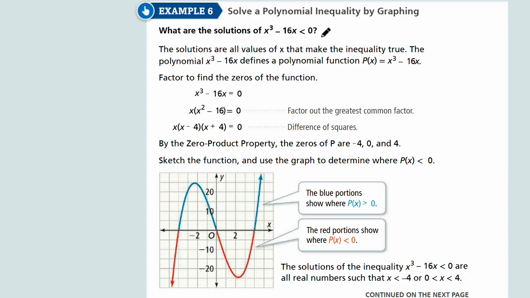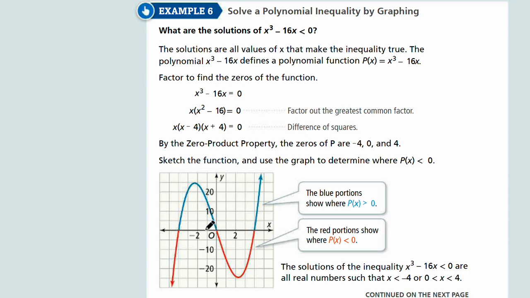Okay, so first of all, let's try to figure out the zeros. When you factor out the greatest common factor x, you'll get x squared minus 16. This is a difference of squares, so you can factor it using x minus 4 and x plus 4. Now we have 3 factors, so we know that the zeros are 0, positive 4, and negative 4. Right? So we know the zeros. How do we know if it's positive or negative? You have to check the intervals.